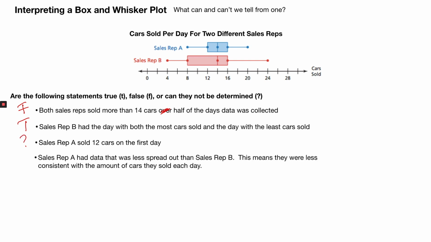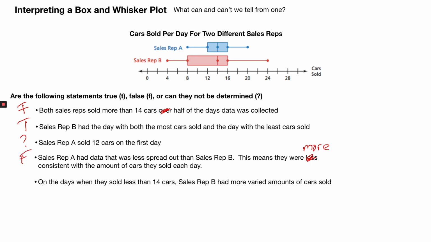Sales rep A had data that was less spread out than sales rep B. We look at the spread of the data. Sales rep A, you can see it's all closer together. Sales rep B, more spread out, both this bottom half and the top half with the max and the mean. So that first part's absolutely true, but then it says this means they were less consistent. That is not the part of it. It's actually going to be more. If your data is closer together, it means you're more consistent, means the numbers are closer together.